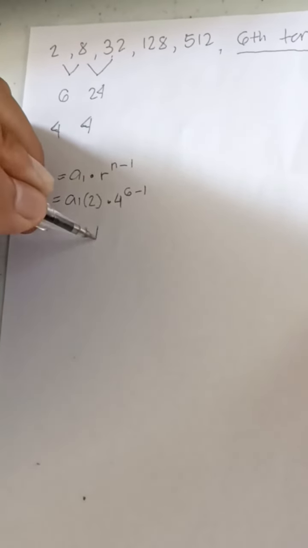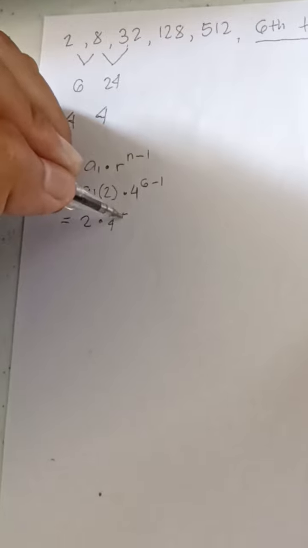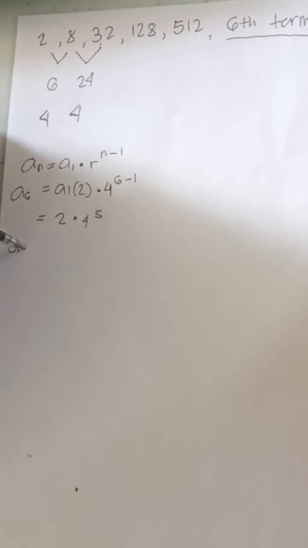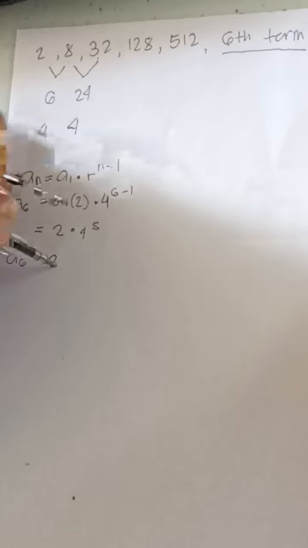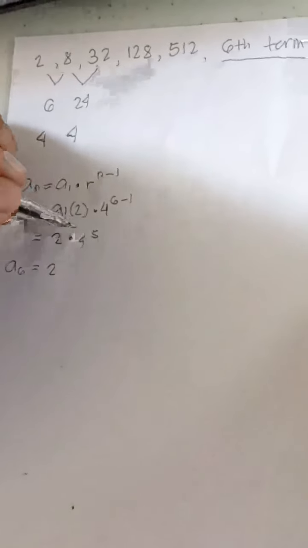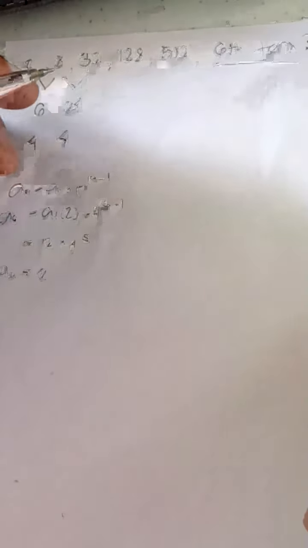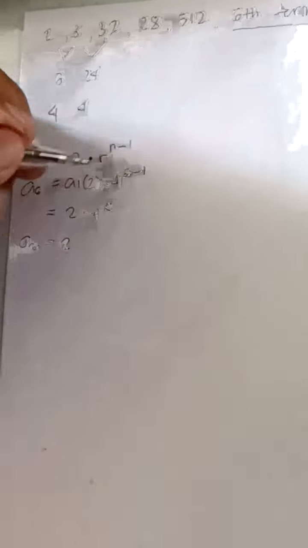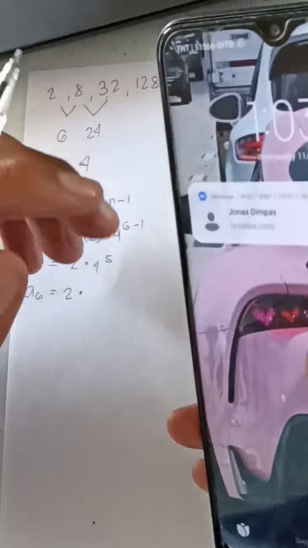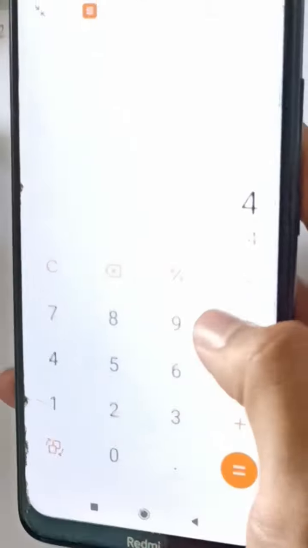2 multiplied by 4 raised to the power of 6 minus 1, which is 5. Now let's multiply 4 five times. If we multiply 4 five times, we can get the answer using the calculator. 4 times 4 times 4 times 4 times 4. Then the answer is 1024.